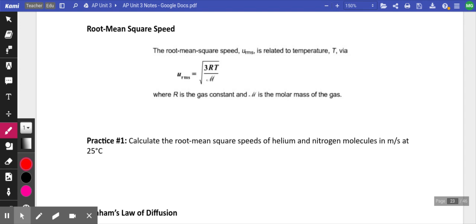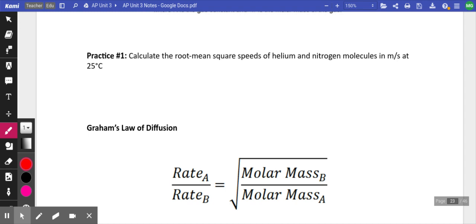How I calculate this is it's the square root of 3 times my gas law constant times temperature over my molar mass. So if I wanted to calculate the root mean square speed of helium and nitrogen, I would have to do these separately. So again, my root mean square speed, I'm denoting with this u RMS, and then I can put an extra subscript on here for the substance that I'm talking about.